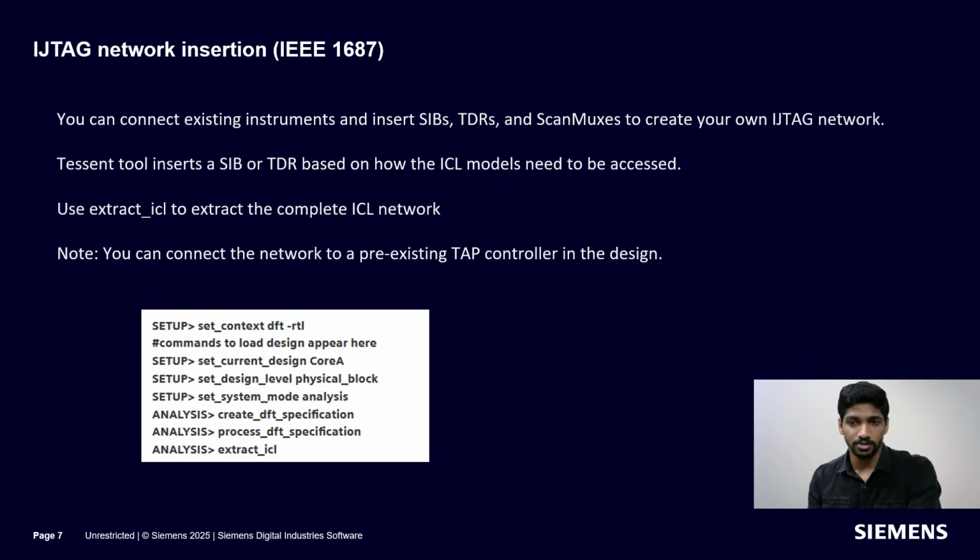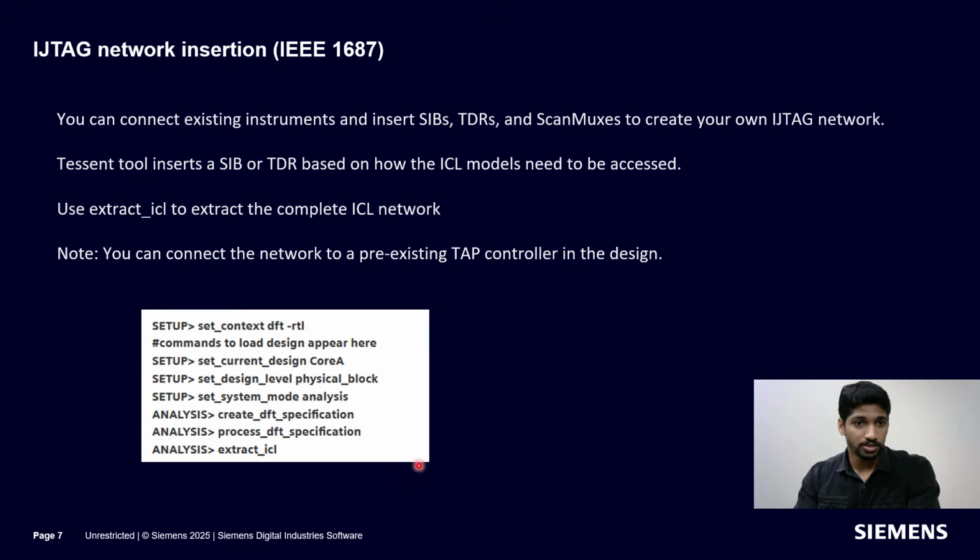Tessent tool inserts a SIB or TDR based on how the ICL models need to be accessed in the complete network. You should use extract ICL to get the complete ICL file of the design. Note you can also connect the network to the pre-existing TAP controller in the design.